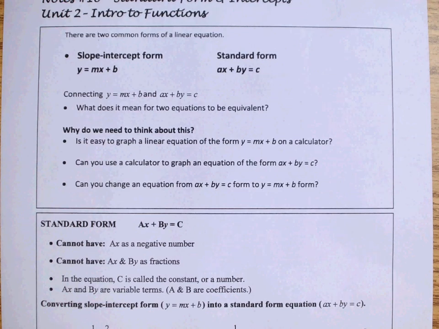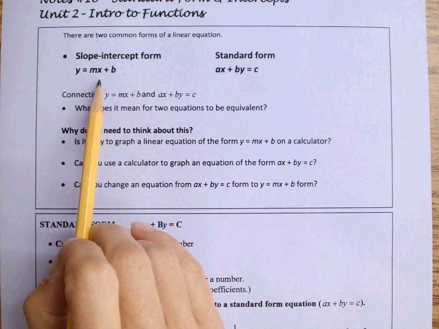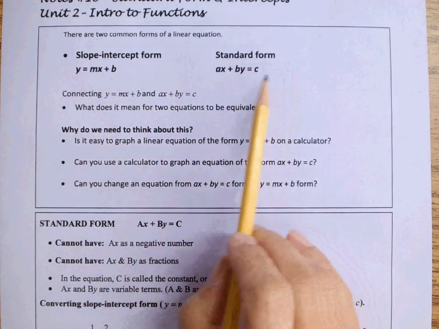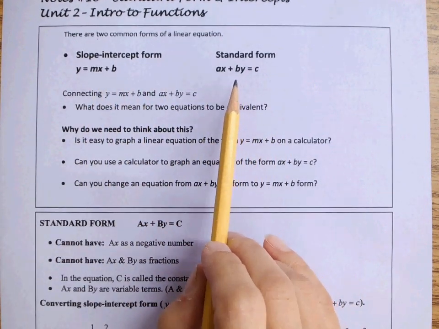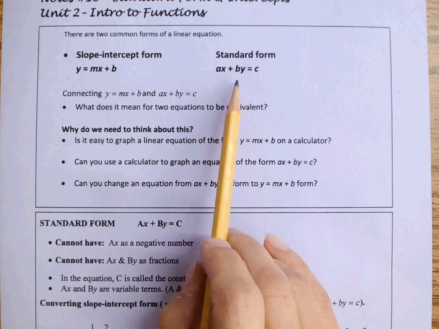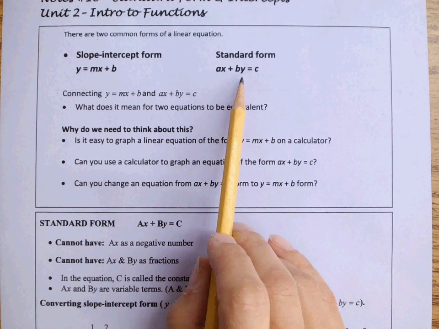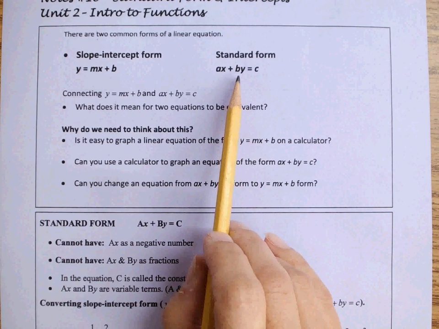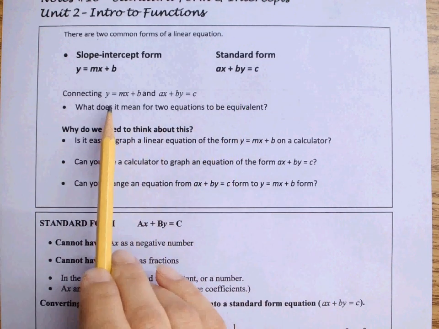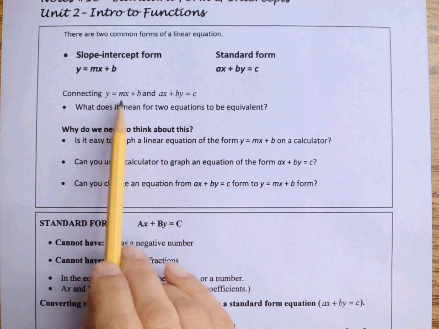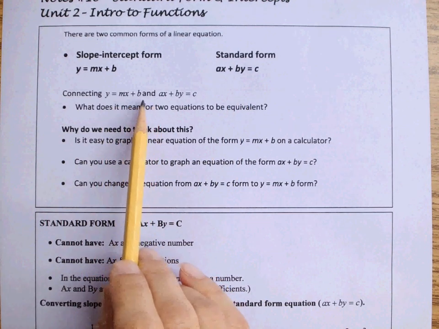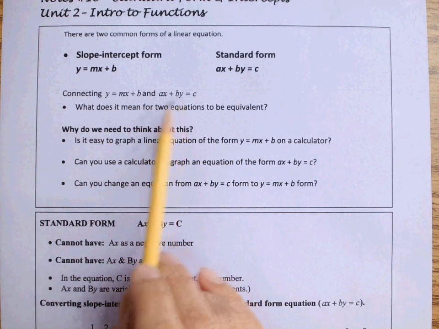So getting back to our notes, what I have here at the top is slope-intercept form, which we've already talked about in class, and now introducing standard form. Every function that we're going to work with this school year has something called standard form, and this is the one for linear functions. We can connect both y equals mx plus b and ax plus by equals c.